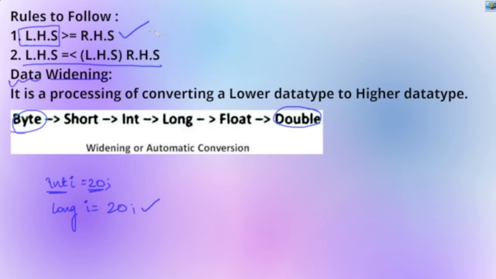Always remember this rule for data widening: if LHS is greater than RHS, then there is no problem in conversion. There is automatic conversion of the data type. Now let us see how data narrowing works.